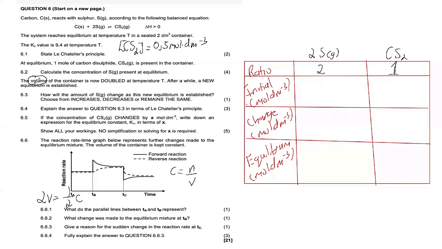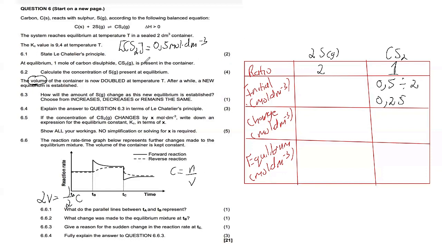But then we also need to consider the fact that they did something to the volume, which affected my pressure, which then will affect the concentration. So if I have this 0.5 here, I need to then remember that I will have to divide that by 2, because the concentration now will have to be half. So this is 0.25 mole per dm cube.